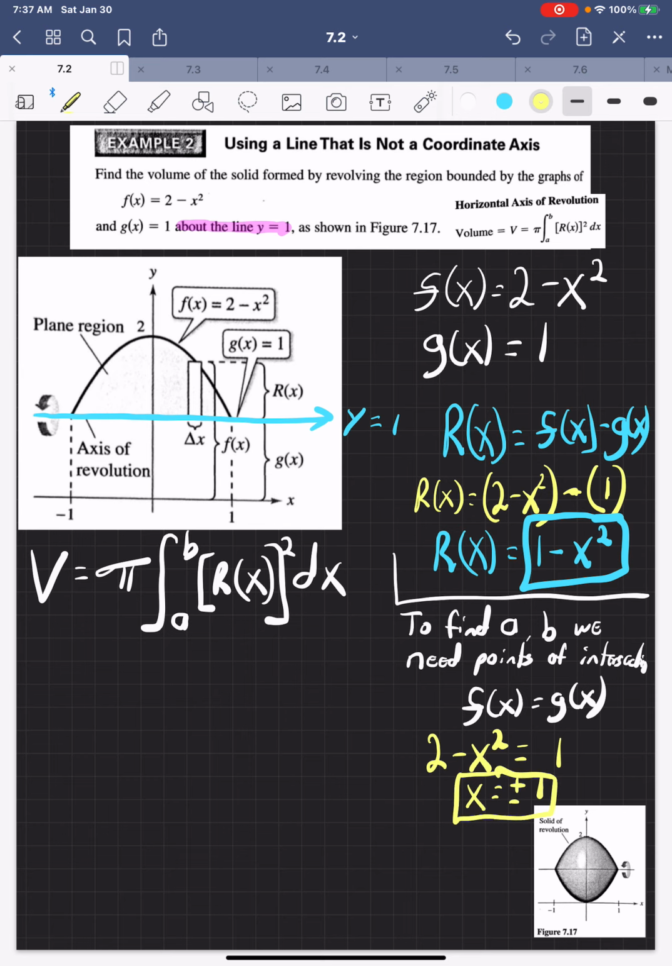All right, let's go ahead and rewrite our volume formula. So volume is equal to pi. We want to integrate. Now, if we're going from negative 1 to positive 1, right? So A is where we're starting. So we're starting at negative 1. And we're proceeding to positive 1. All right, and what did we figure out r of x is equal to? Well, r of x is equal to 1 minus x squared.